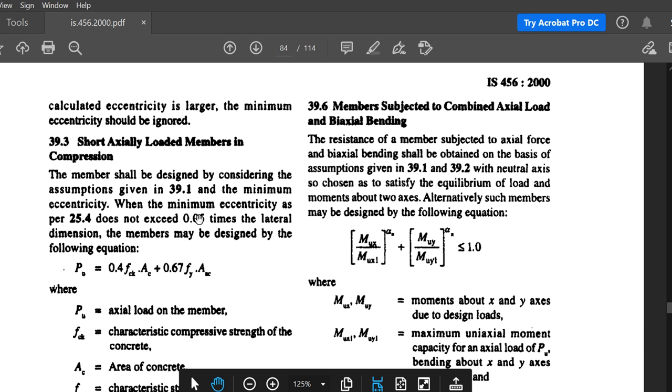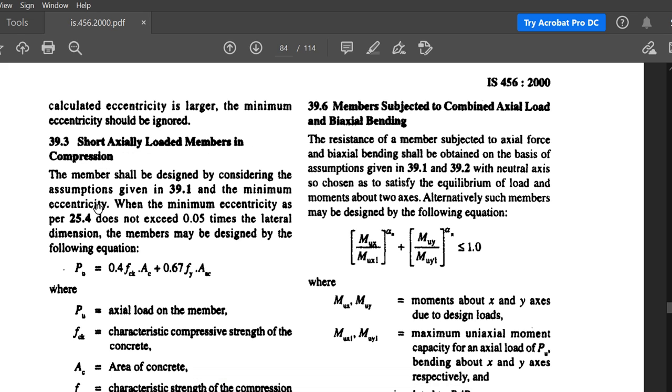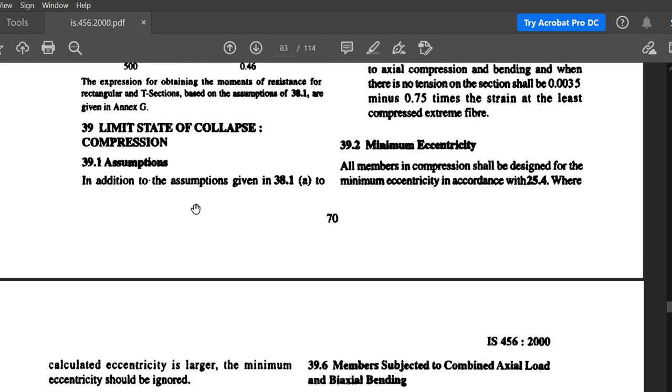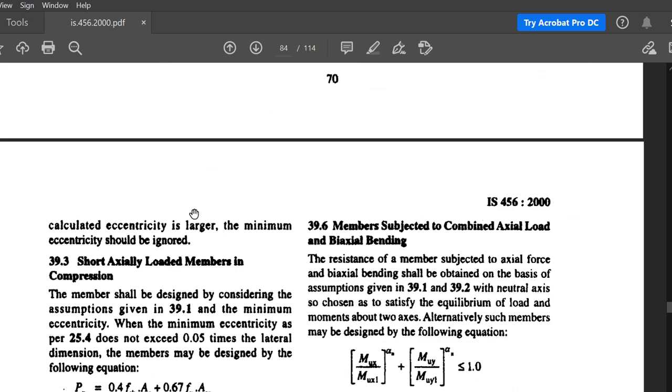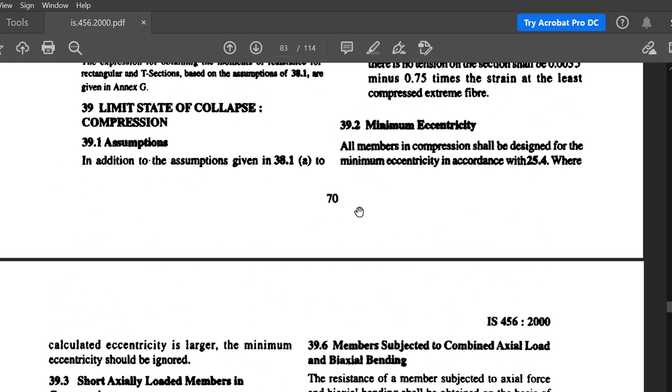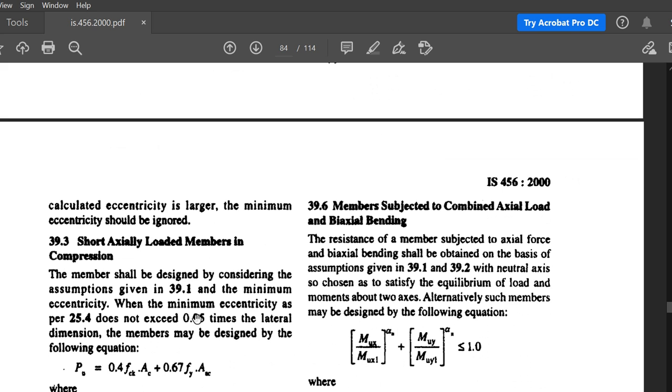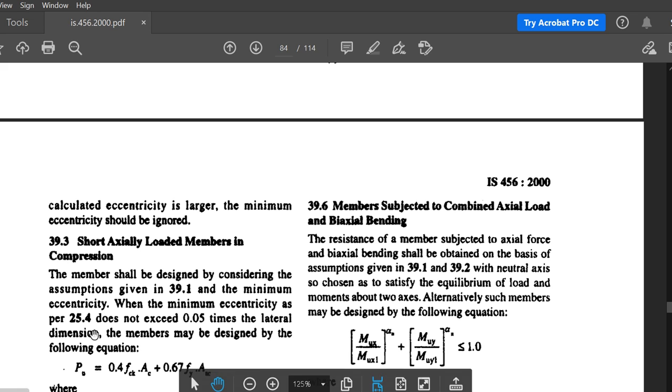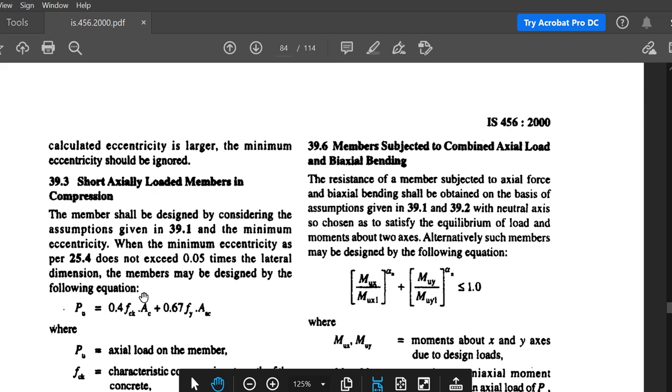This you can see in clause number 39.3, short axially loaded members in compression. The members shall be designed by considering the assumptions given in 39.1, that is, the assumptions in limit state of collapse compression, and the minimum eccentricity. Minimum eccentricity is given in 25.4, that is L/500 + B/30. When the minimum eccentricity as given in 25.4 does not exceed 0.05 times the lateral dimension, then the column may be designed by the following equation.